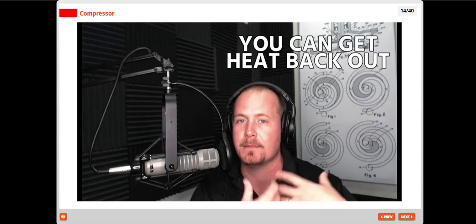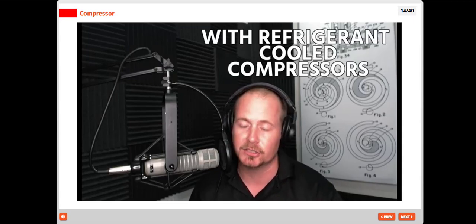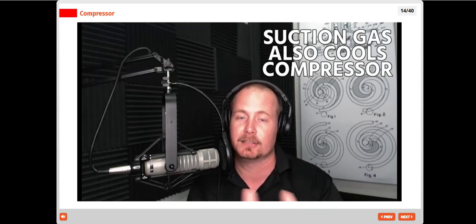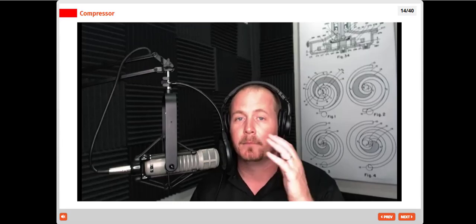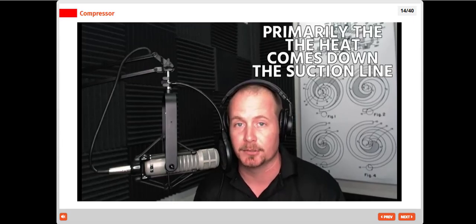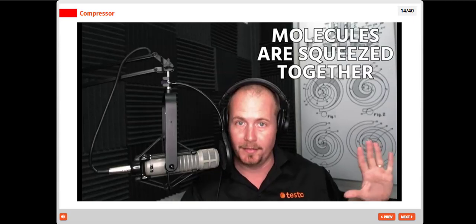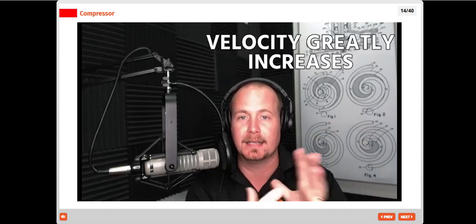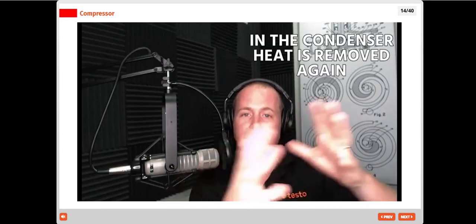In addition to that, like we said, with refrigerant-cooled compressors, which is the majority of what you work on if you work in air conditioning or small refrigeration, that suction gas also does serve to cool that compressor. But primarily what's happening is you have that heat coming down that suction line at a low temperature, goes into that room that then squeezes those ping pong balls together. The molecular velocity greatly increases, and now we can run it into the condenser where we can remove the heat from it again, and they slow back down again, and it can then turn into a liquid.